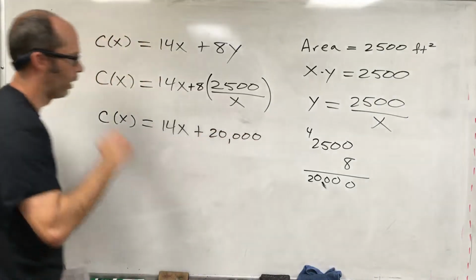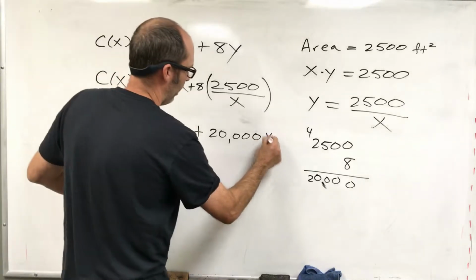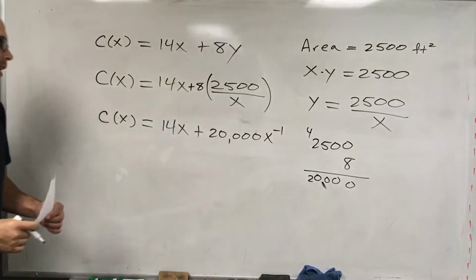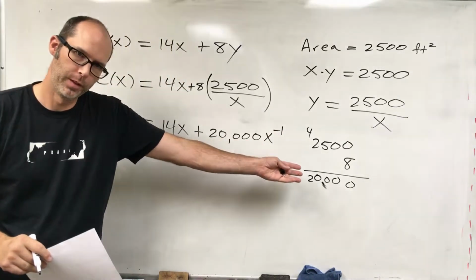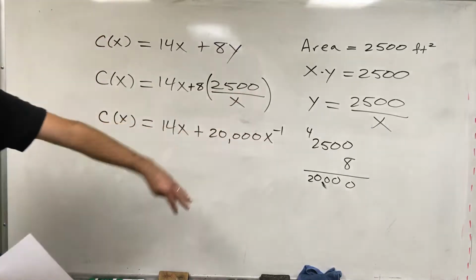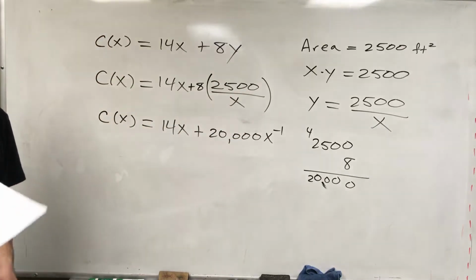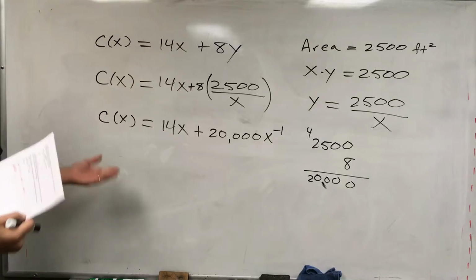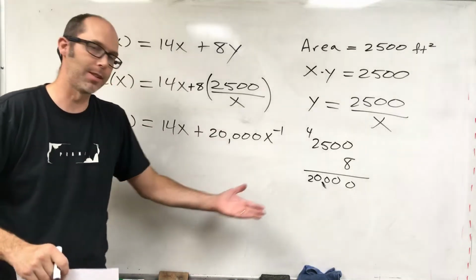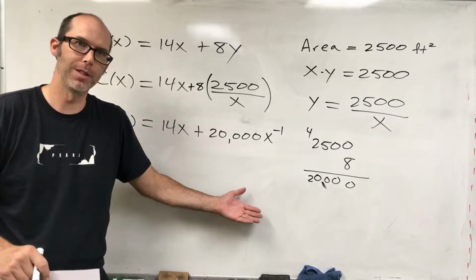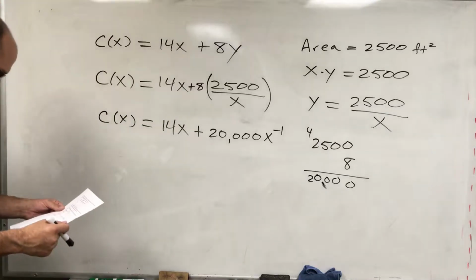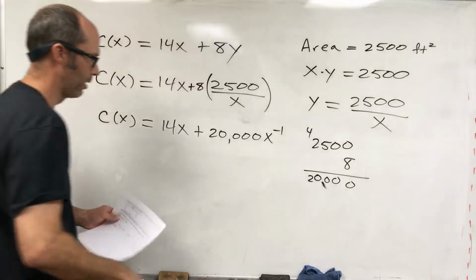20,000. Now I'm going to write this as 20,000 x to the negative 1 to set up to use the power rule. Because remember, to solve these, we take the derivative, set it to 0, and then solve for x. When we find our x's, we use a sign chart to tell if it's a max or a min. And we want to minimize in this case.